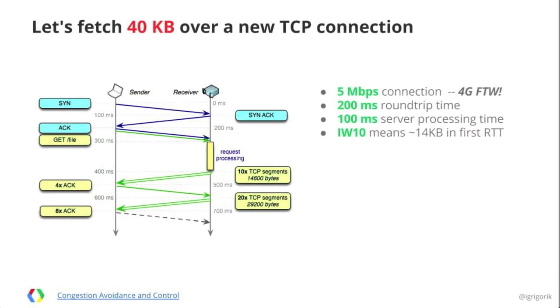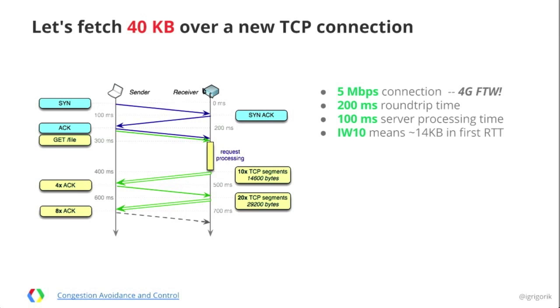So let's do a hands-on example. Like, how does this actually work? We're going to try and fetch a 40 kilobyte HTML file, right? And 40 kilobytes turns out to be kind of the average size for a page today on the web. So this is what's actually likely going to happen. Let's assume that you have a 5 megabit connection. This is kind of a good 4G connection. As we'll see, this actually has no impact whatsoever on web performance. But let's assume that we have a 200 millisecond round trip time.